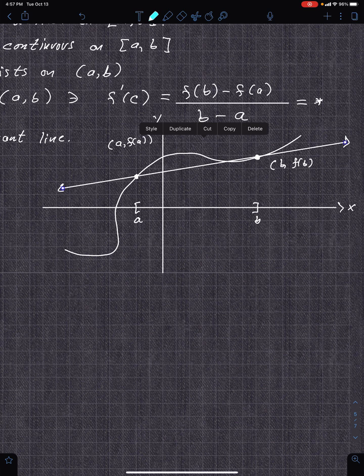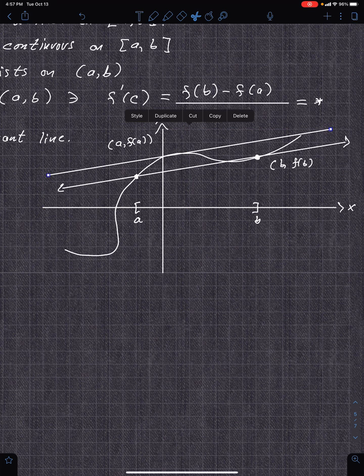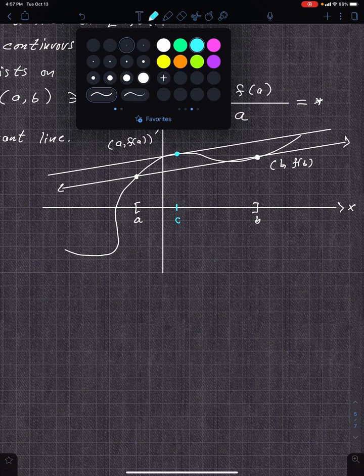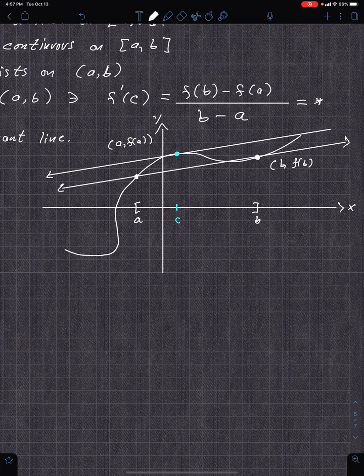So I'm going to actually copy, if I can. Oh, there it is. Yeah, copy that. I'm going to paste it. And basically, right there has to be the same slope. Right there. So say here is your value c. So that's the concept.